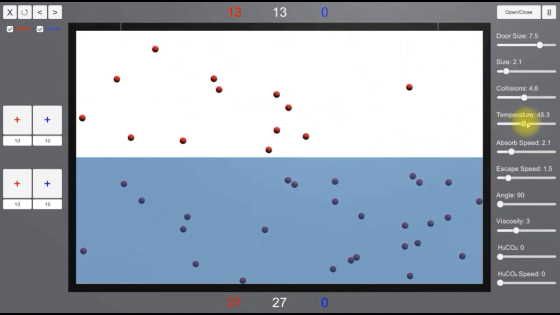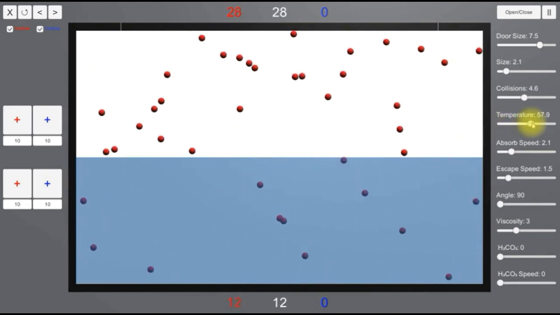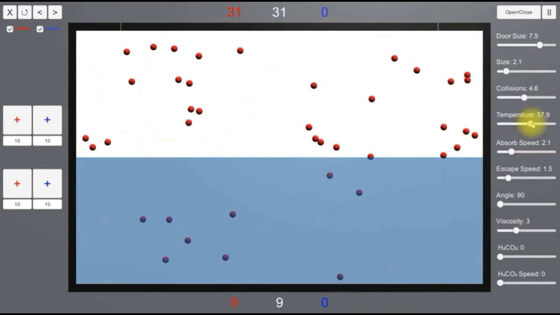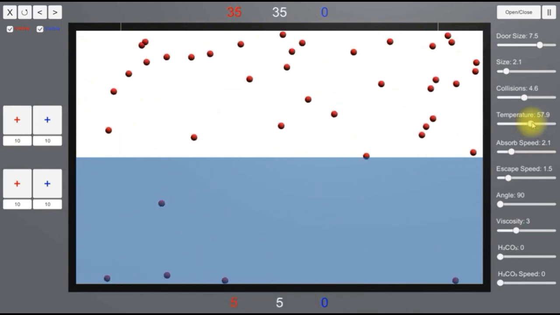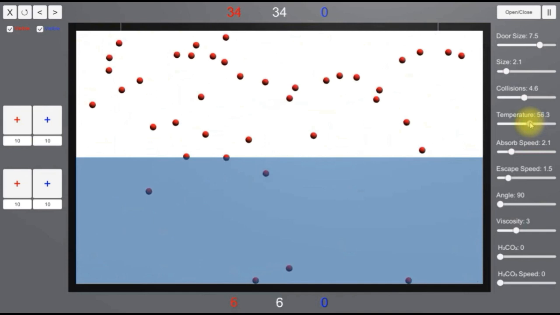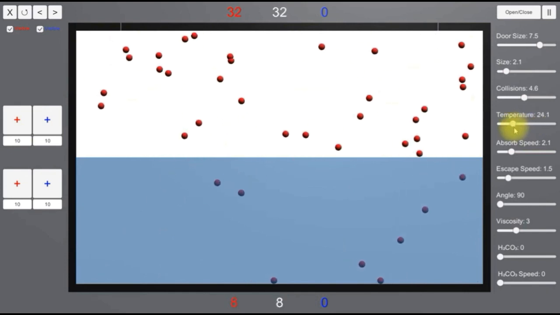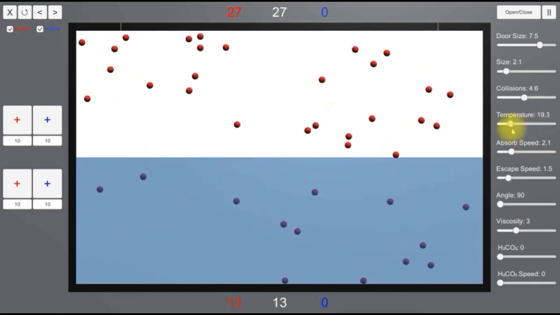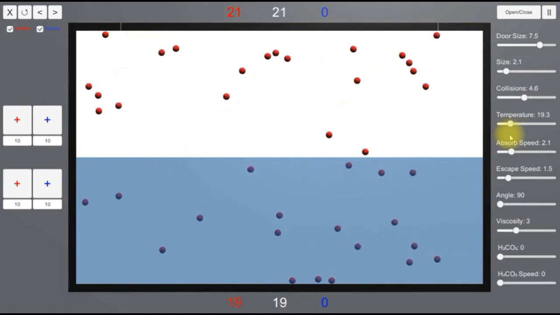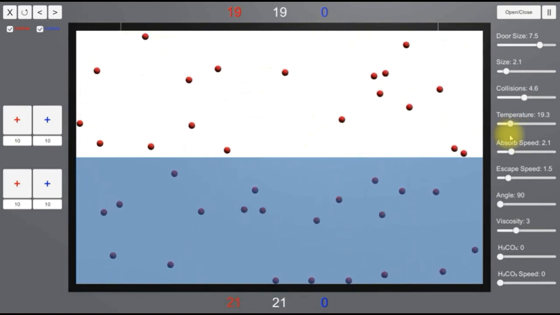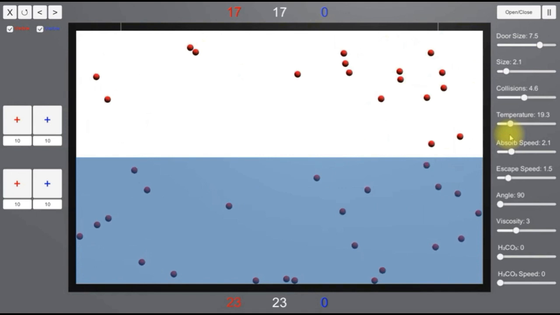Contrariwise, if I put the temperature back up, these molecules are now forced out of solution and into the headspace. And now look, most of the molecules are in the headspace. Turn the temperature down, and the molecules then go back into solution, and it changes the equilibrium balance between the percentage of molecules in solution versus the percentage in the headspace.